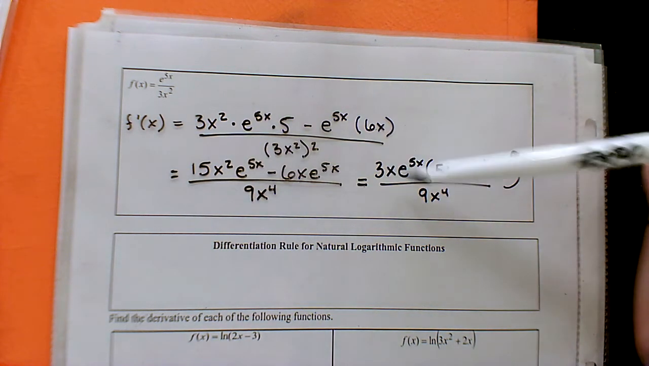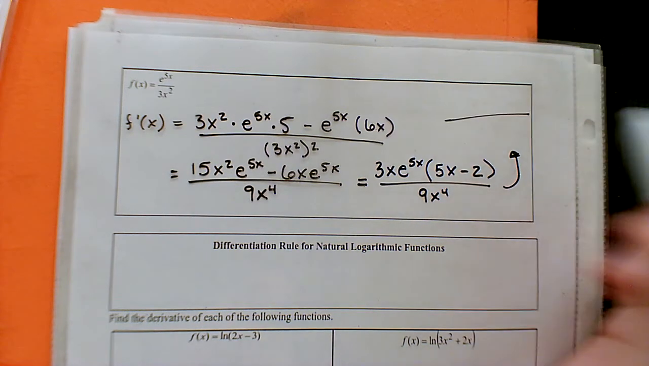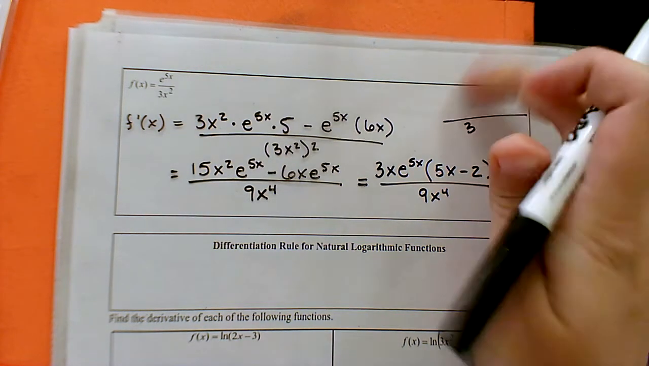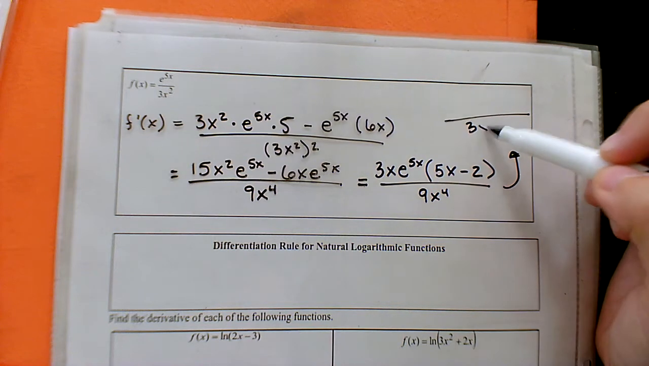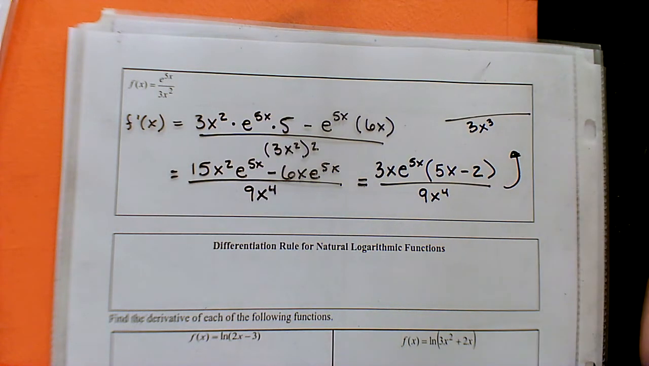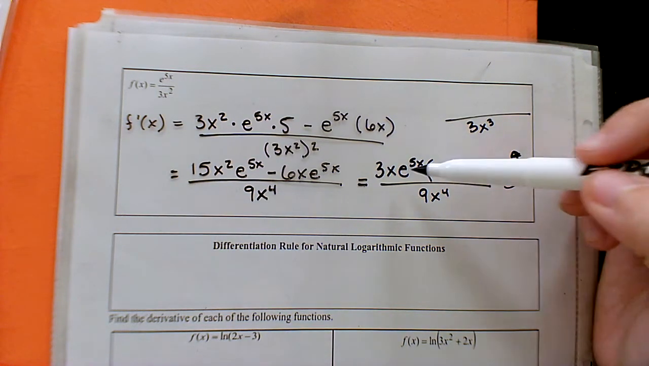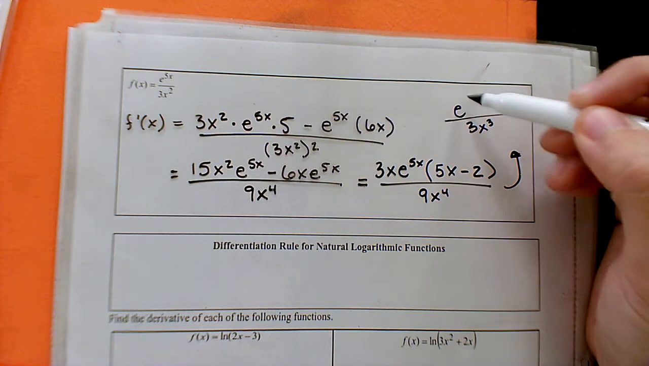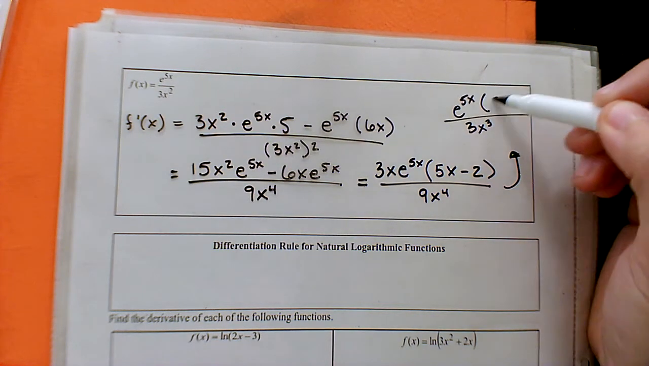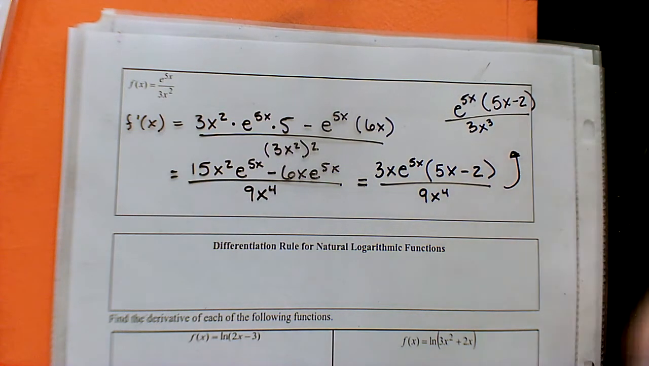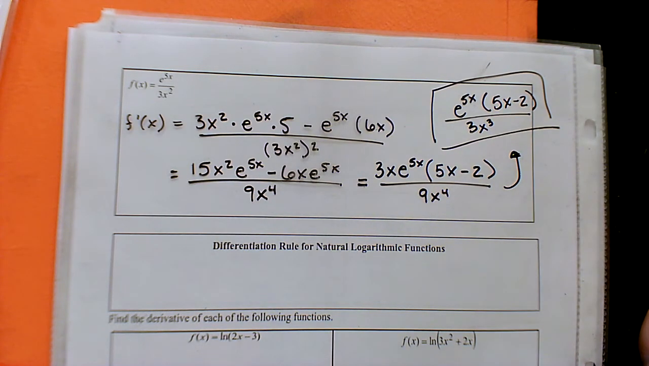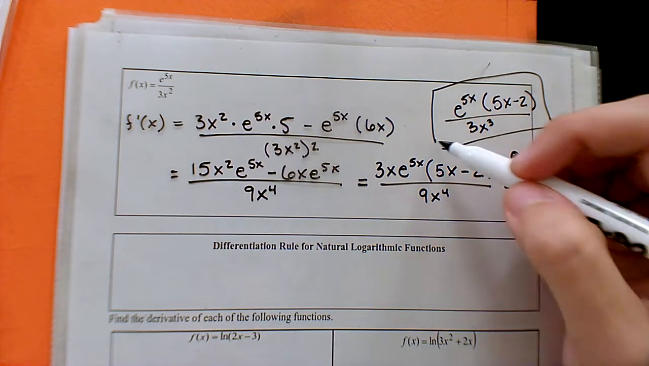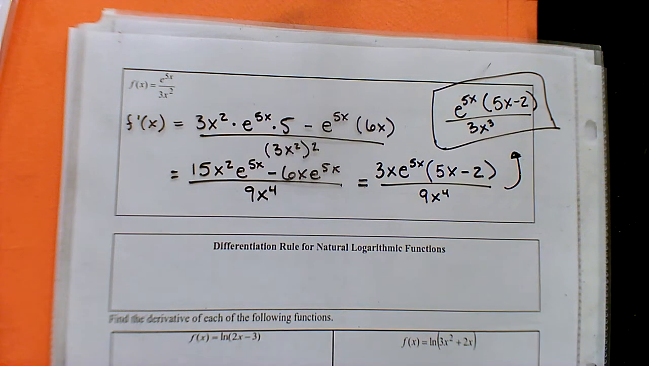So it looks like 3 divided by 9 could simplify to 1 over 3. X divided by x to the 4th, we'd have x cubed on the bottom. And the e to the 5x did not cancel, and neither did the 5x minus 2, so those are still up top. So there is a pretty nice simplified form. I like it. All right, e to the x, not that bad?